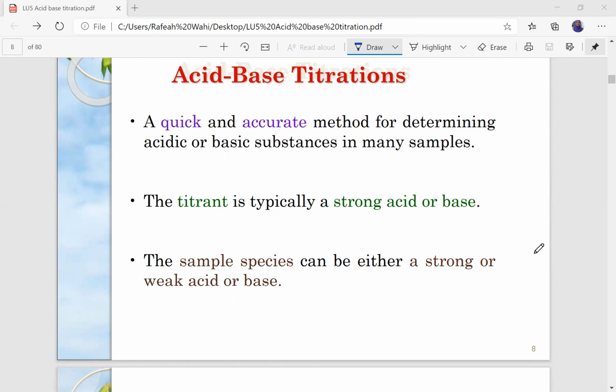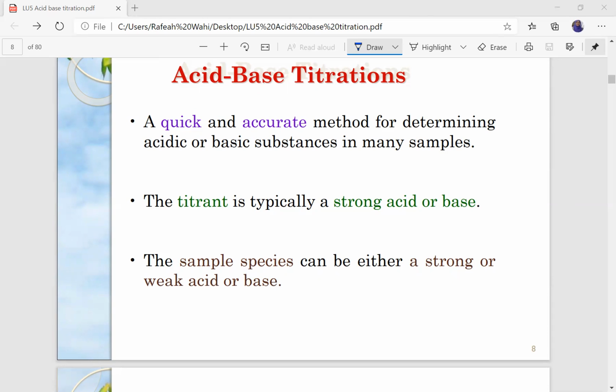What is acid-base titration? Acid-base titration is a quick and accurate method for determining acidic or basic substances in many samples. The titrant is typically a strong acid or base, and the sample species can be either a strong or weak acid or base, right?